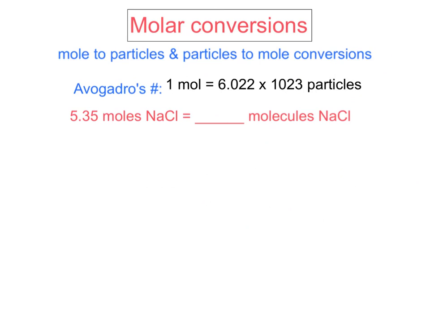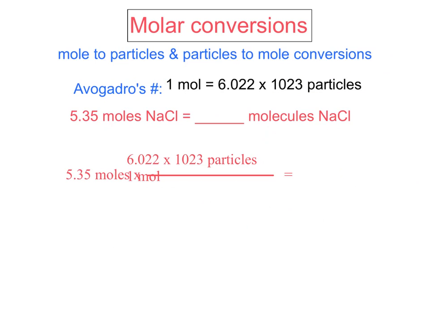So in this example that I've given you, it's 5.345 moles of sodium chloride, and I'm trying to figure out how many molecules of sodium chloride I have. So the first step I would do is write my equivalent statement in the correct conversion factor. I'm trying to cancel out the unit moles. So when I look at my Avogadro's number, that means I have to have moles on the bottom and 6.022 times 10 to the 23 particles on the top.